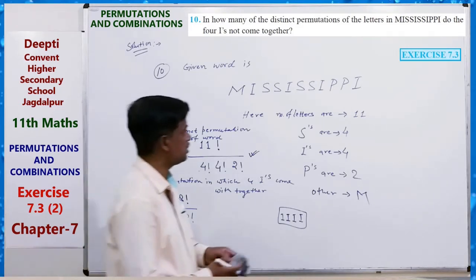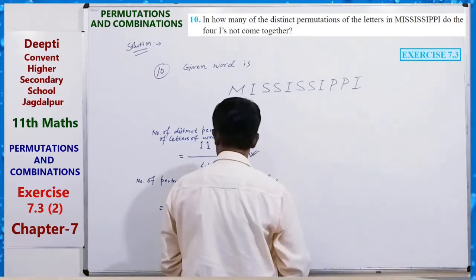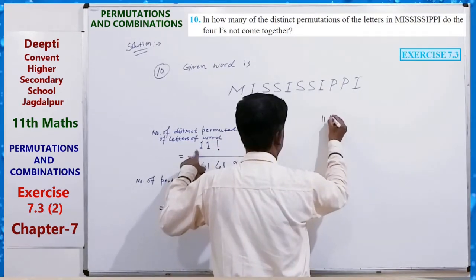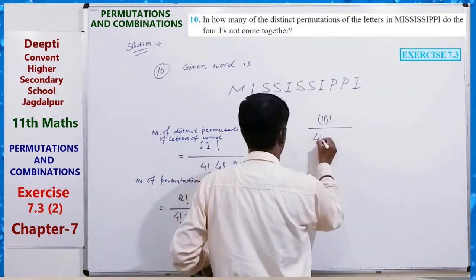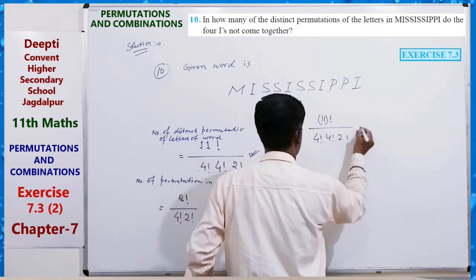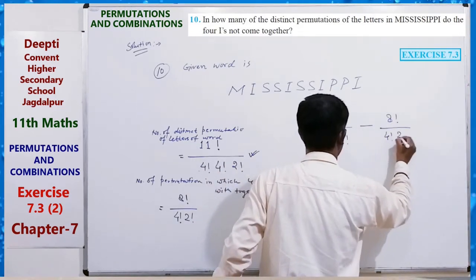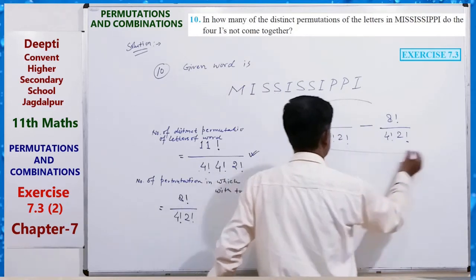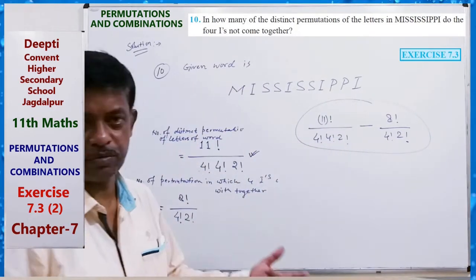So our answer is what? Final answer is this: 11 factorial upon 4 factorial, 4 factorial, 2 factorial minus 8 factorial upon 4 factorial into 2 factorial. So this is our answer. Clear? This is our answer. You just have to calculate it.